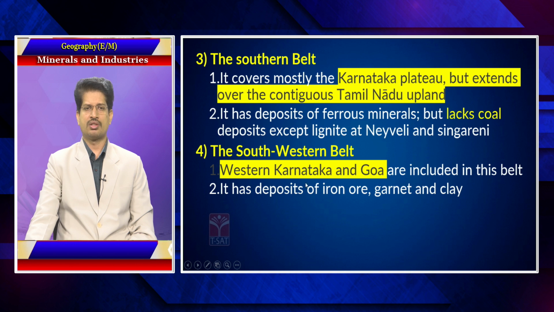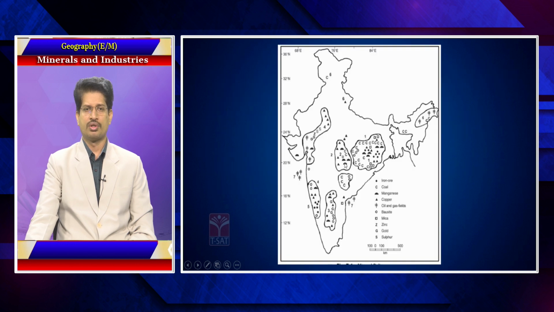The southwestern Karnataka belt consists of Karnataka and Goa. It has deposits of iron ore, granite and clay. So, this is the southwestern belt, the region we are talking about, Karnataka and Goa. Goa and Karnataka together constitute the southwestern belt, having even iron ore in their region.